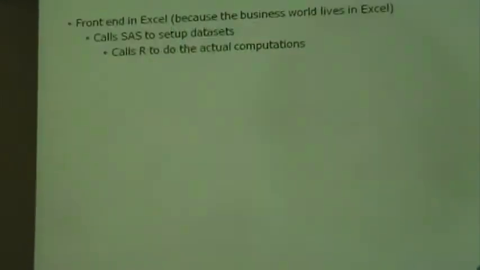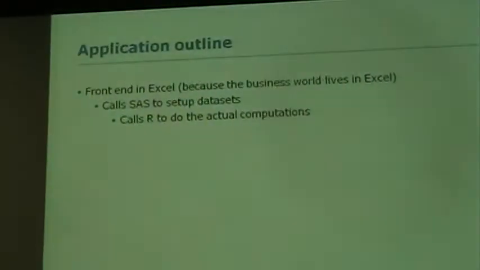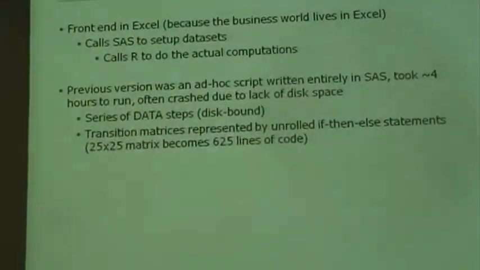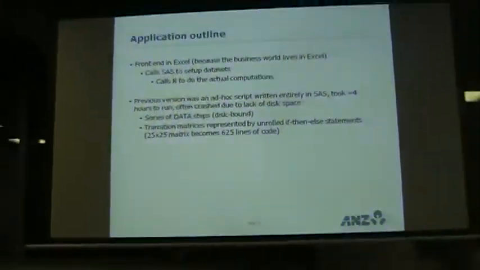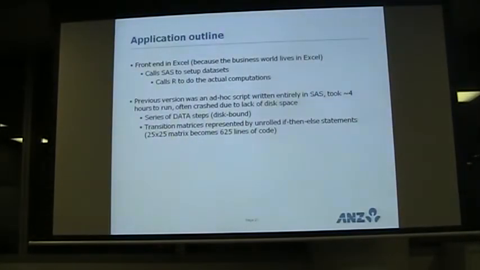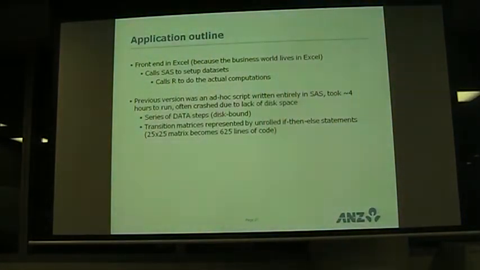I'm doing it because I can. The previous version was an ad hoc script written entirely in SAS, which took 4 hours to run, because basically it was written as a series of data steps, so it's very disk-bound. And the transition matrices themselves were represented as gigantic if-then-else blocks. So, yes, you had multiple 625-line blocks in there.